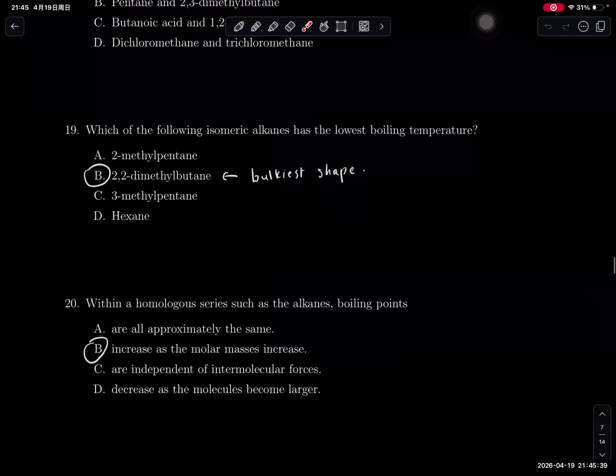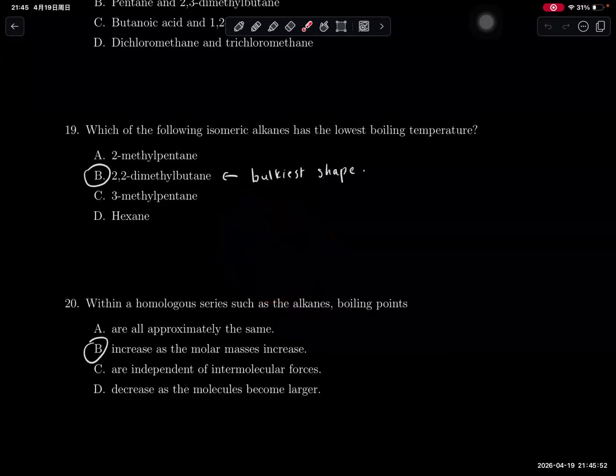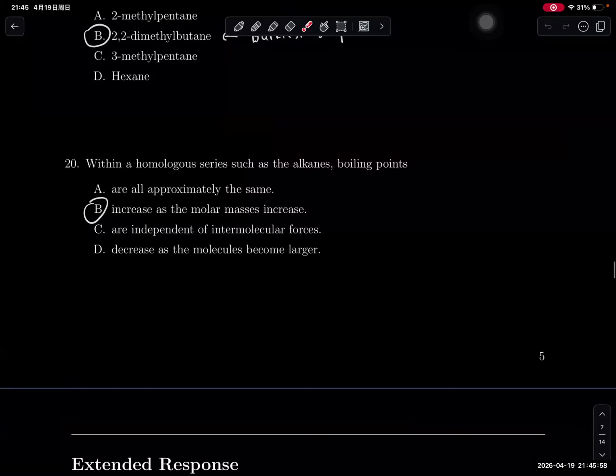Question 19, on the other hand, which of the following isomeric alkanes has the lowest boiling point temperature? It will be B, because it's the bulkiest structure here. That makes its intermolecular force much less effective. Question 20, within a homologous series such as the alkanes, the boiling points generally increase with molar mass. Okay.